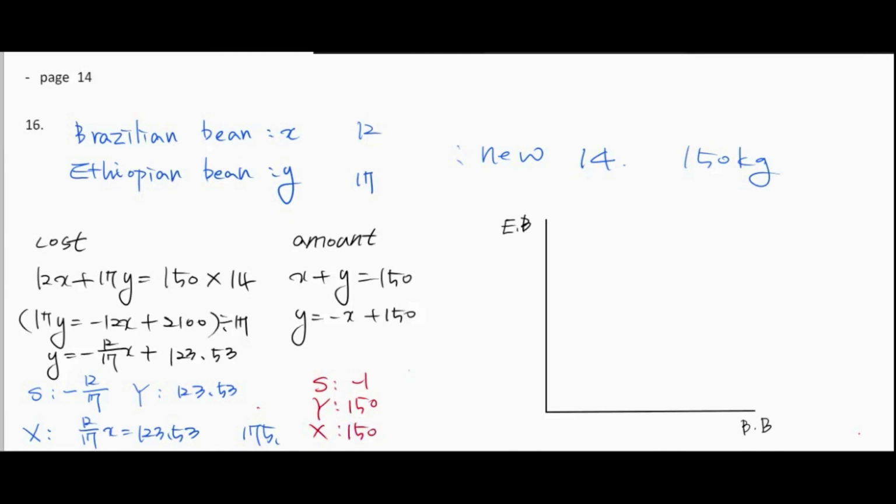And now let's draw the graph. The x-intercept is 175 and the y-intercept is 123.53. So when we connect these two points, this will be the graph for the cost. And then we'll do the amount. So x will be 150 and y is also 150. If we connect these two, this will be the graph for the amount.